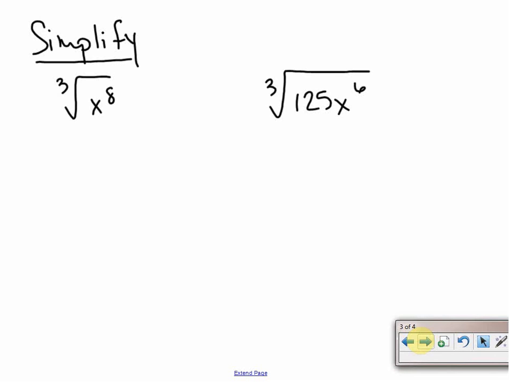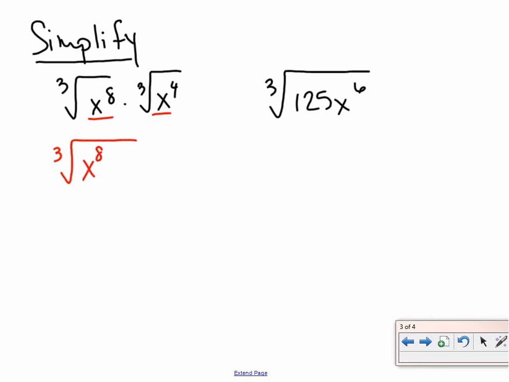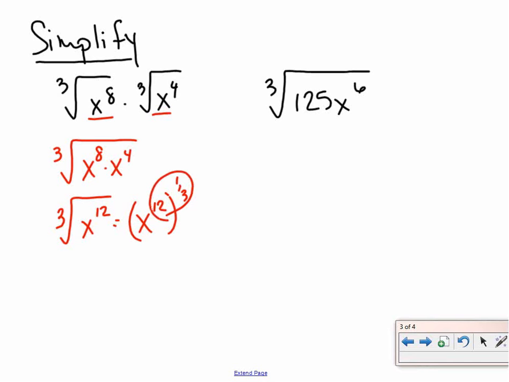I don't think I wrote all of this all the way. I think this is supposed to be times the cube root of x to the 4th. Yeah, that's better. Since I have 2 values that are both being taken the cube root of, I can take the radicands, the values underneath the radical sign, and combine them using multiplication. So this would be the cube root of x to the 8th times x to the 4th. Now I have 2 values with the same base, so I add their exponents. So this is the cube root of x to the 12th. Now remember, the cube root is the same as the 1/3 power, and when you raise a power to a power, you multiply them. So this would be x to the 4th.